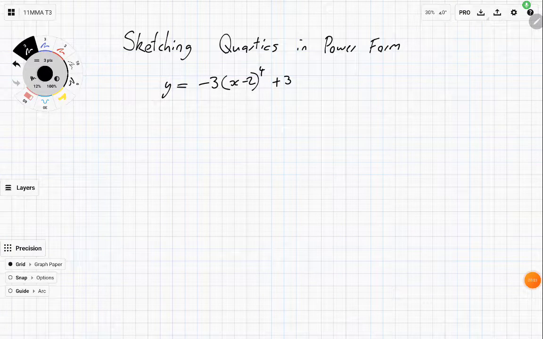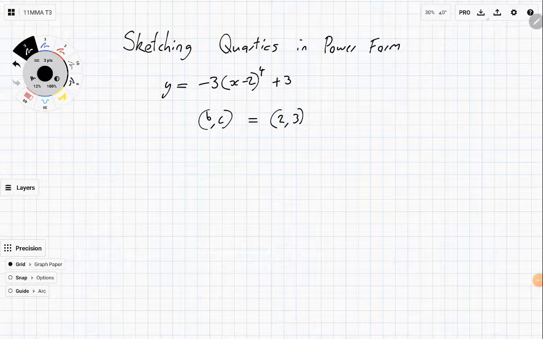So let's have a look at sketching quartics in power form. So for a quartic, once again, just using our basic knowledge, b comma c is going to be the turning point, which is going to be 2, 3. That's our TP. And then we also want to know any x-intercepts and any y-intercepts.